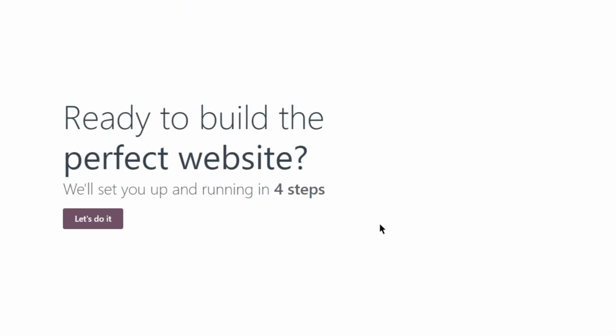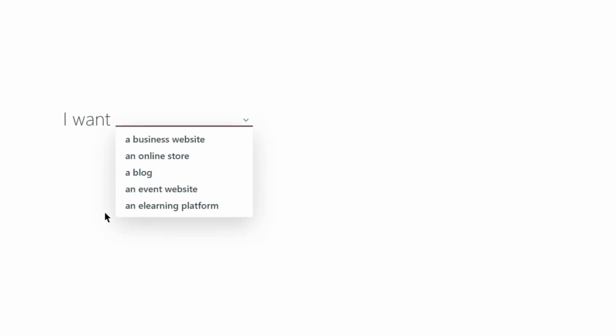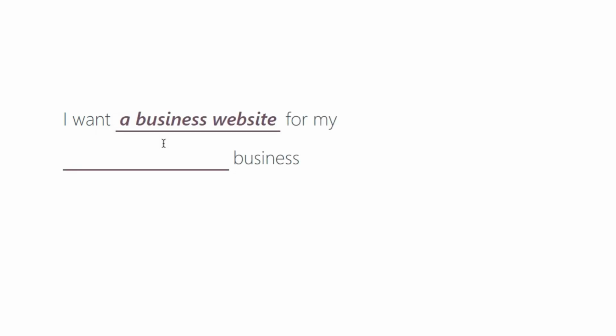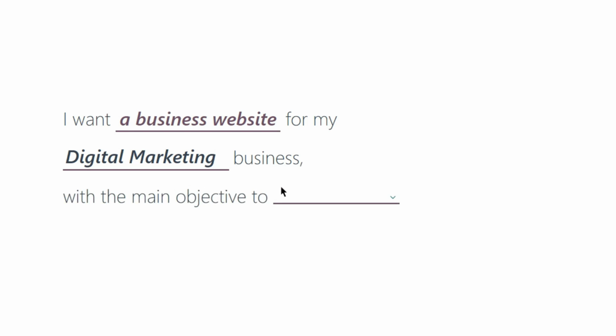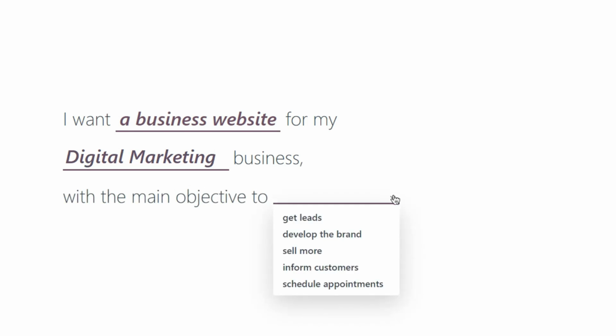Your website will be created in 4 easy steps, so let's do it right. You can choose any type of website from the list. I'll go with business website. Now write the business type. Now choose the objective for your business. You can either type or choose from the list.